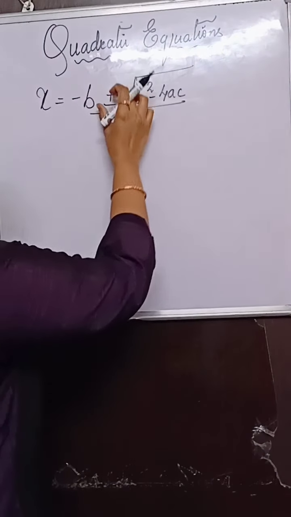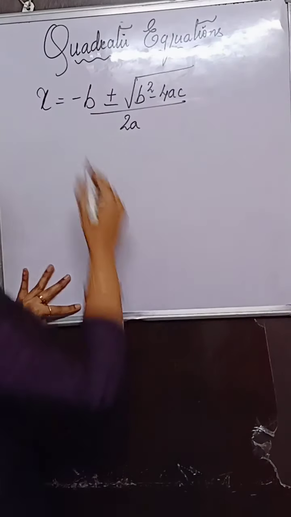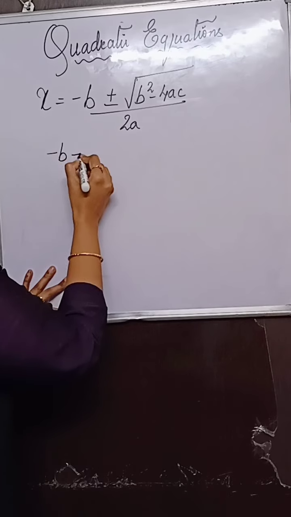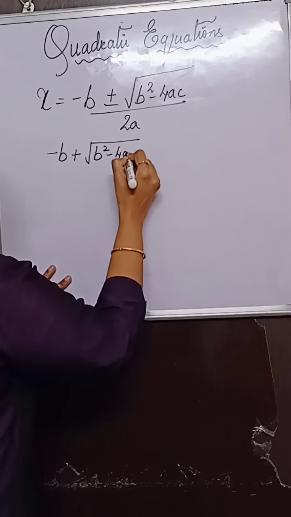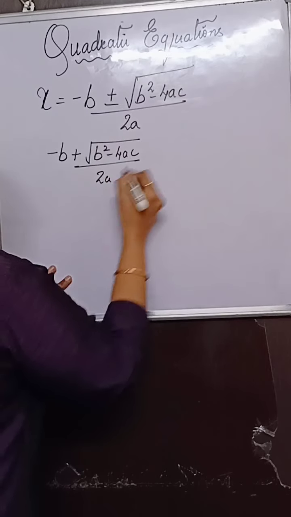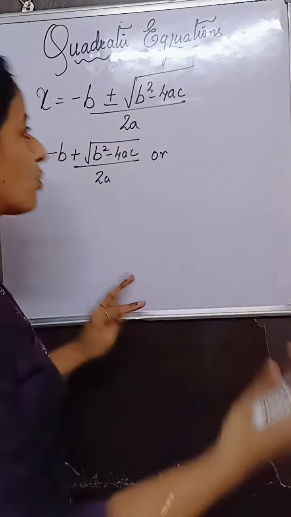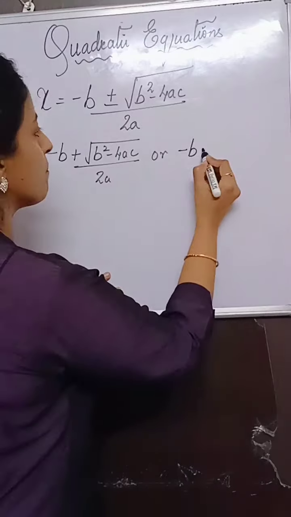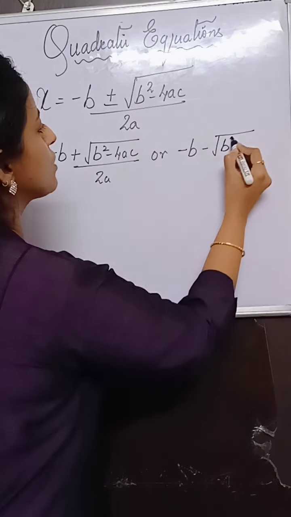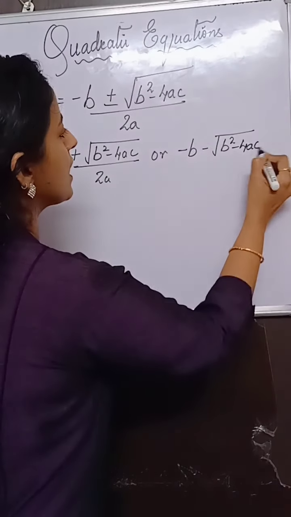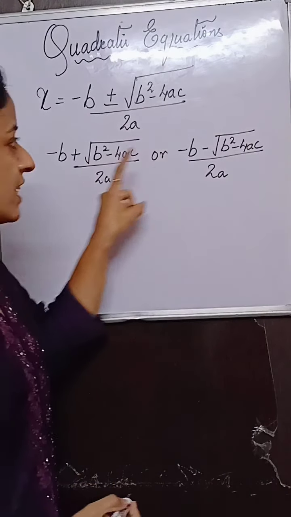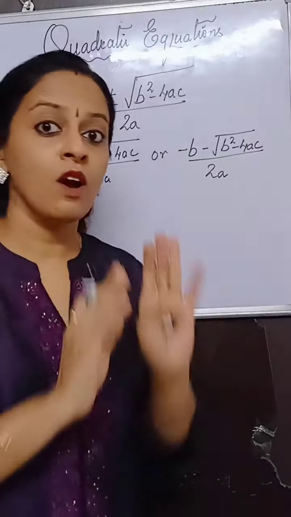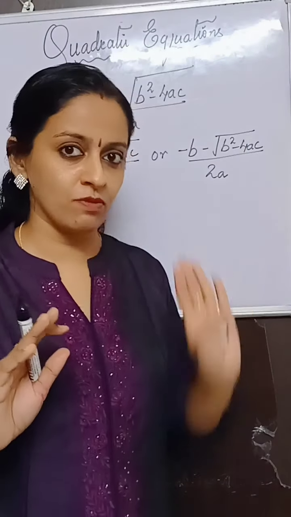The first root will be when you put the plus sign. So, that is minus b plus root of b square minus 4ac upon 2a. Or, the second root will be minus b minus root of b square minus 4ac upon 2a. First root with the plus sign and the second root with the minus sign. The whole practice set we solved with this formula.